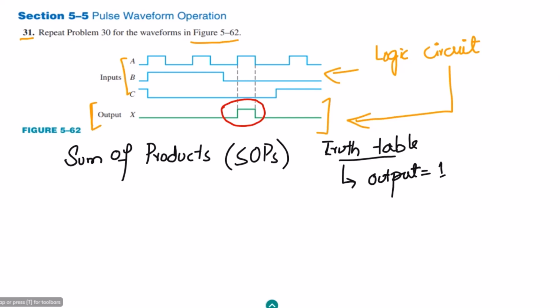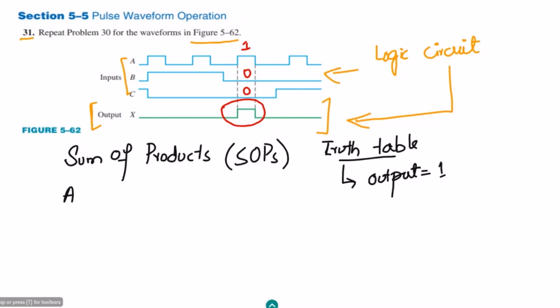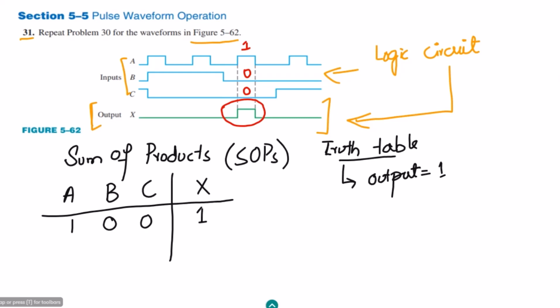So what are the inputs here? This is 1, this is 0, this is 0, and these are A, B, C, and for it the output x is 1. Converting it to the SOP expression, what will I get here? I will get A B complement C complement, and that is the Boolean expression for x.